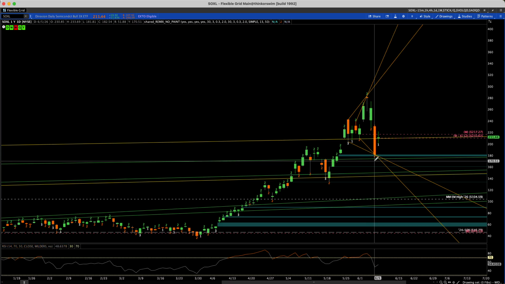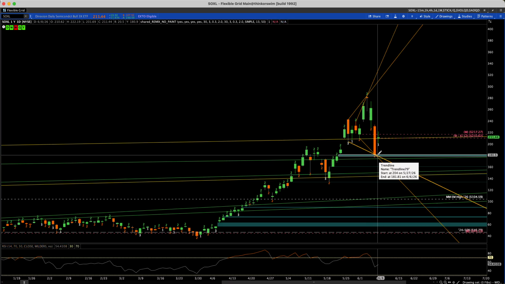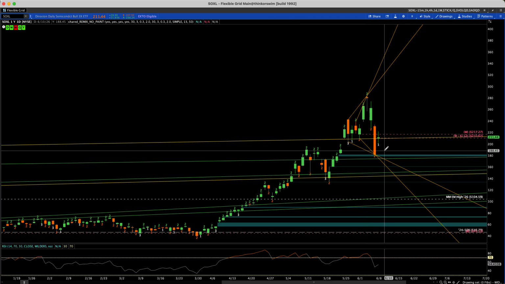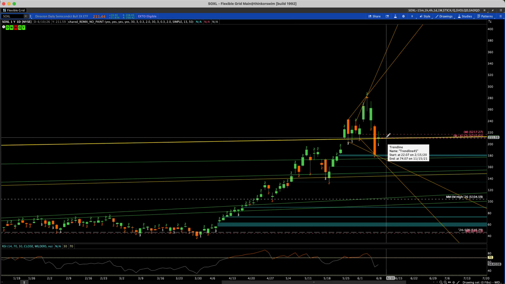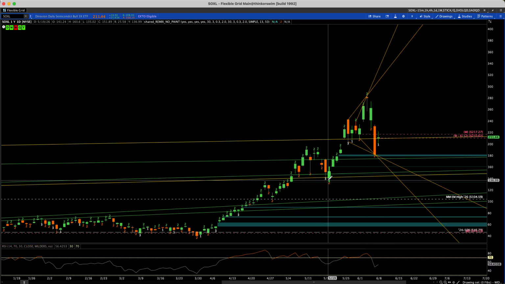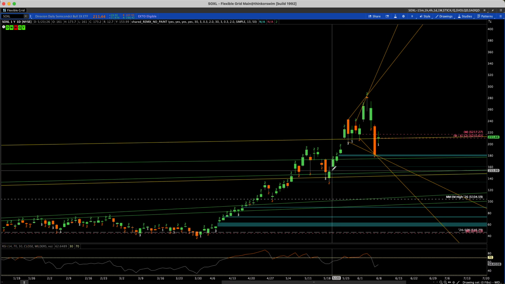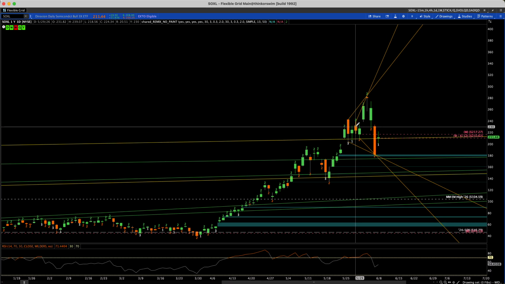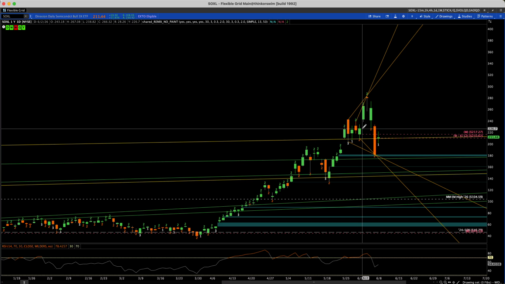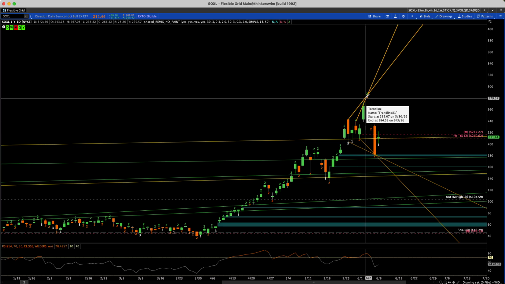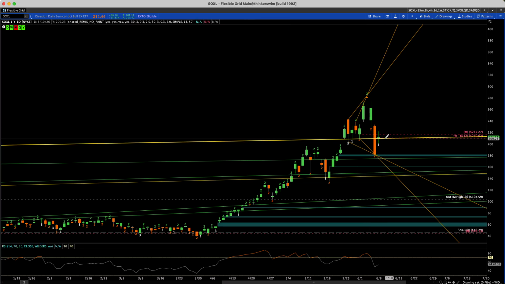Right, we would have this broadening formation type of situation here, right? High to higher high. There we go, and high to higher high. So you can see we've got this broadening formation, right? And then we have the same type of situation that we had intraday.